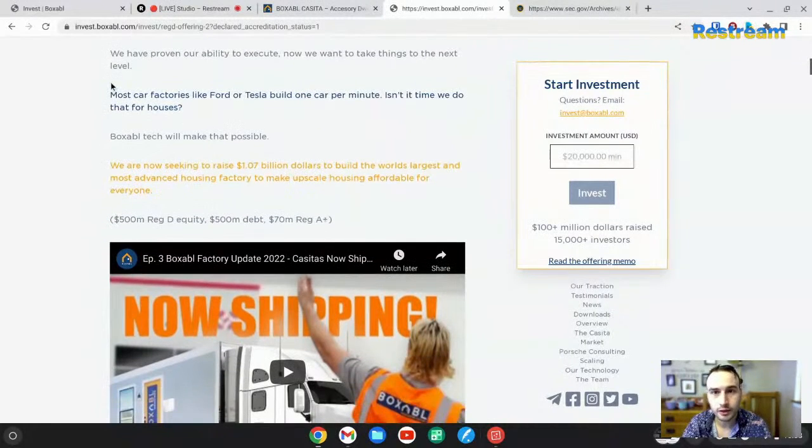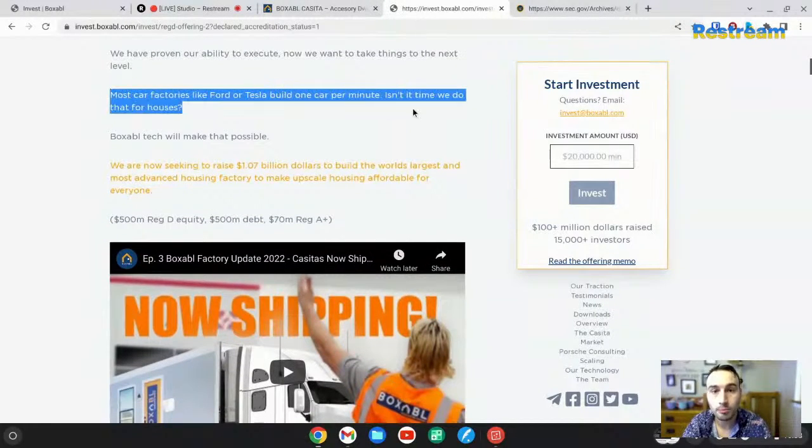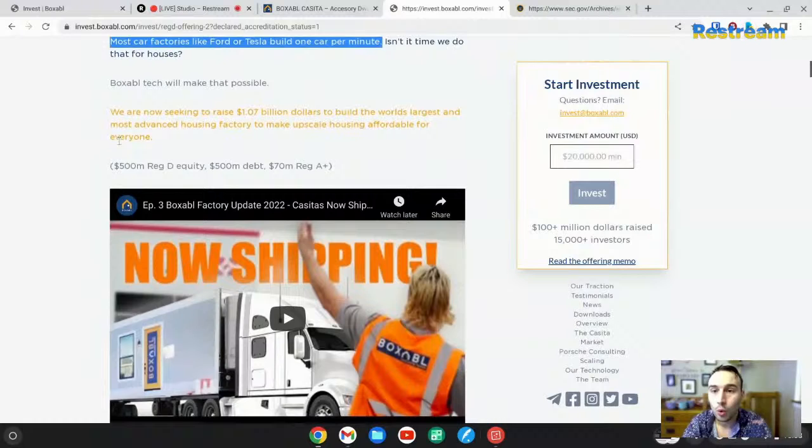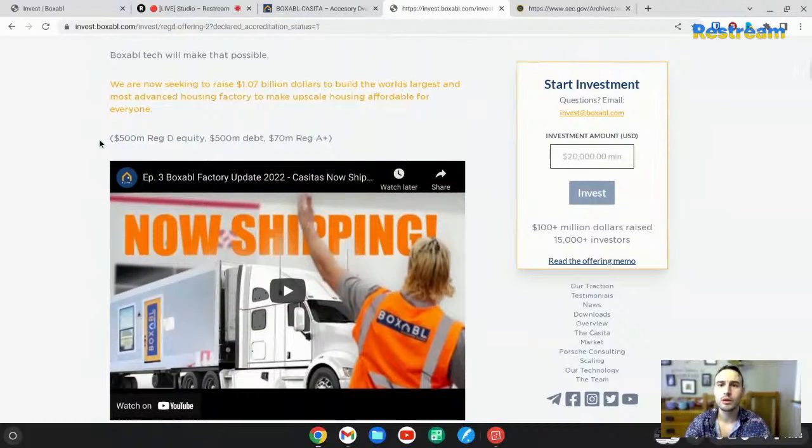Most car factories like Ford or Tesla build one car per minute. Interesting. Isn't it time we do that for houses? Boxable Tech will make that possible. We are now seeking to raise $1.07 billion to build the world's largest and most advanced housing factory to make upscale housing affordable for everyone.